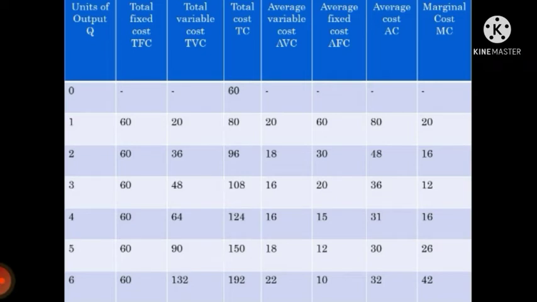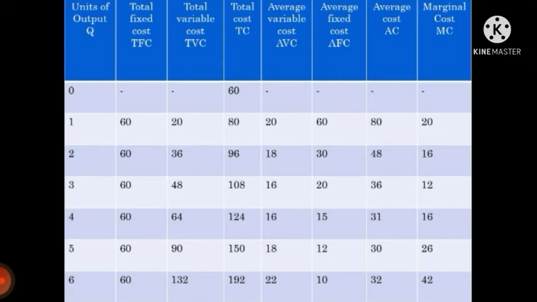Next, at quantity 2, this is 48. How did we derive 48? Here the total cost is 96. So 96 divided by 2 gives an average cost of 48. Then for this one, 36, it is the same: you look at the total cost, 108 divided by 3 is equivalent to 36. And so on and so forth.